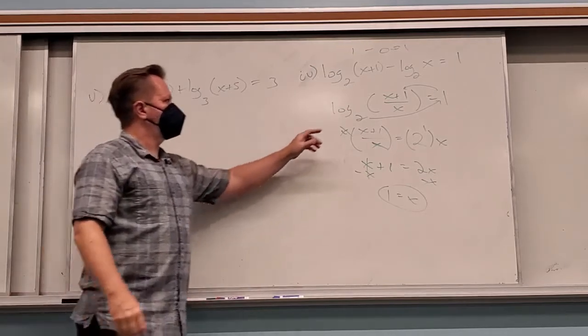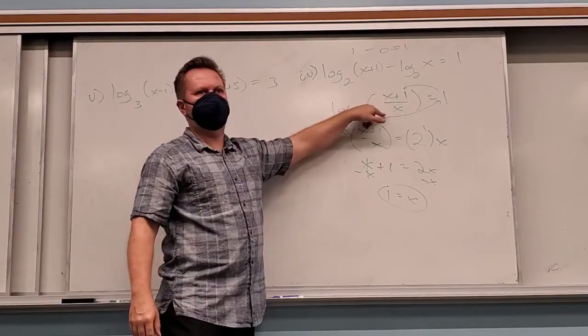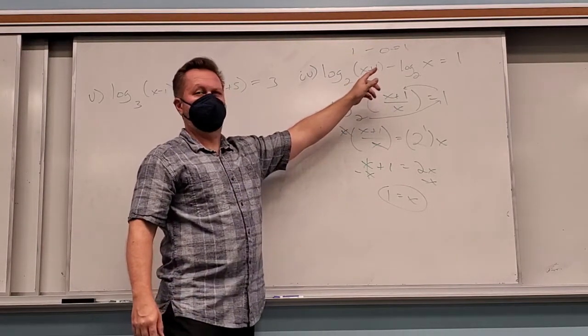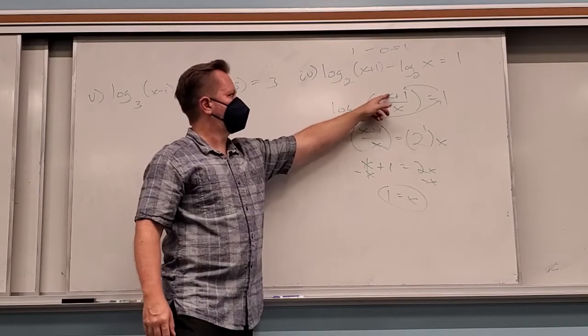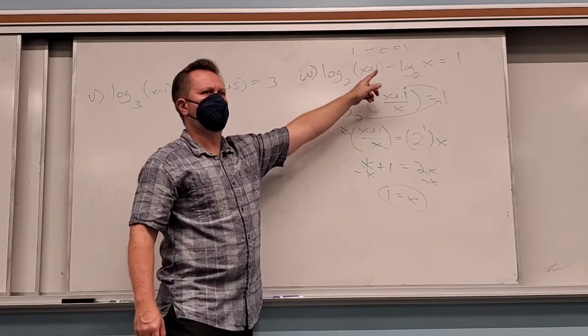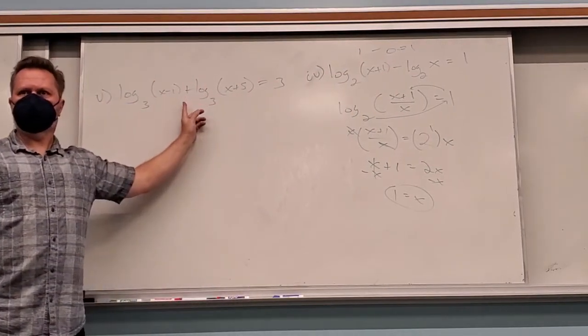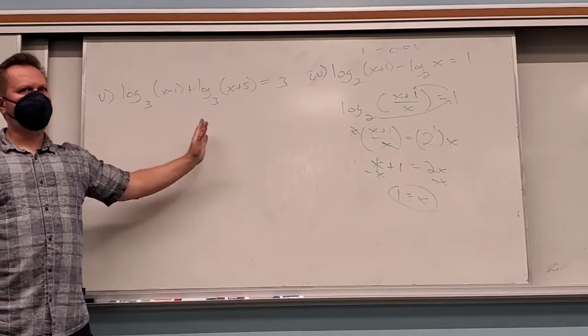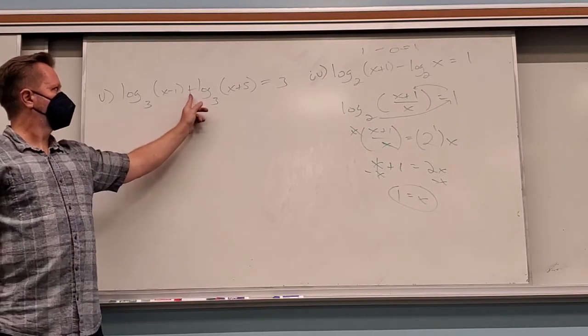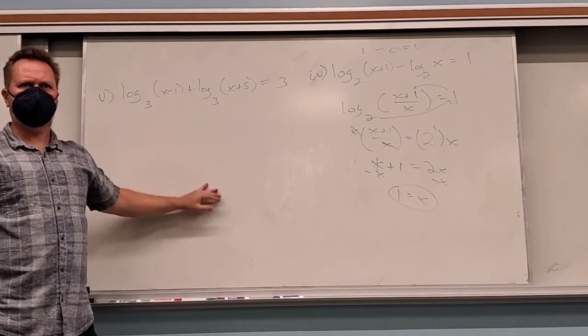Be really careful. Why did I write this as a quotient? Because it was. Why did I write this over this? Because it was subtraction up here, right? Works the same way, except you have to use the appropriate rule, right?